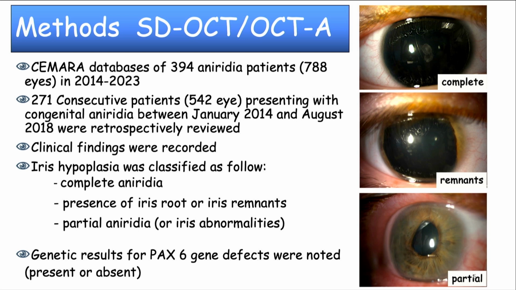In this data, we have 394 aniridia patients. We did 271 consecutive patients, from 2014 to 2018, and the clinical findings were recorded. Because it's important to link the anterior segment anomalies to the posterior segment anomalies. And we had, of course, the genetic results, and I'm very proud to have Sophie Valex working on this topic, because she is really doing a great job.